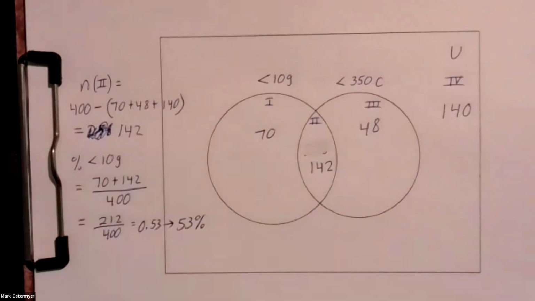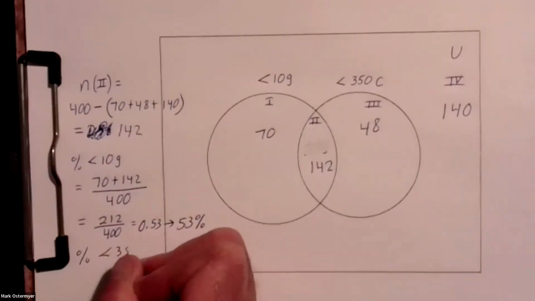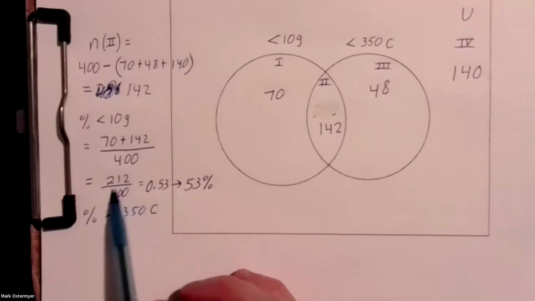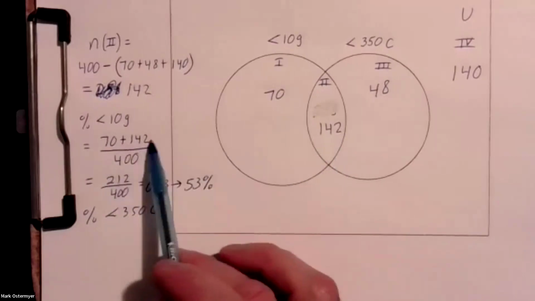What percent had less than 350 calories? Percent. 400. What's that? That 400. Because I can't see the word problem, did that 400 come from the word problem? Yeah, there's 400 entrees total that were surveyed. Okay, and of the 400, 212 had less than what? 10 grams of fat, correct? The 70 plus the 142. Okay. Right. Which is 53%.